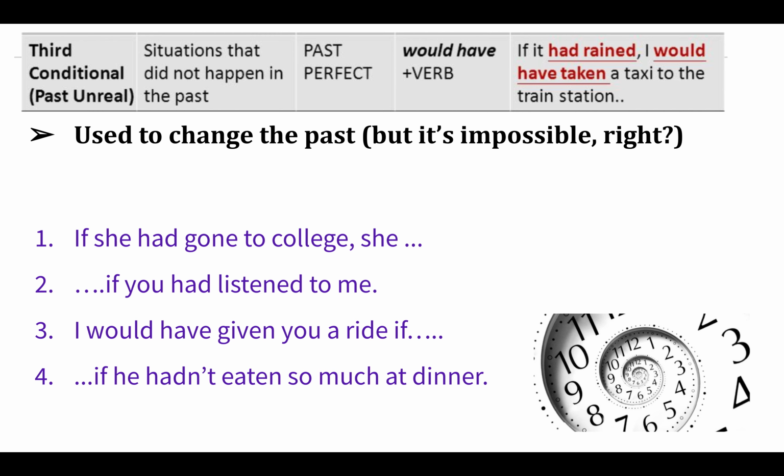All right, so the big thing to remember here is that third conditional is used to change the past, but that is impossible, as we all know, right? Time travel is not really a thing, unfortunately. I have a few more sentences here for you that you can practice with. Again, if you'd like to check your answers, you can email me your sentences and I will check them for you.